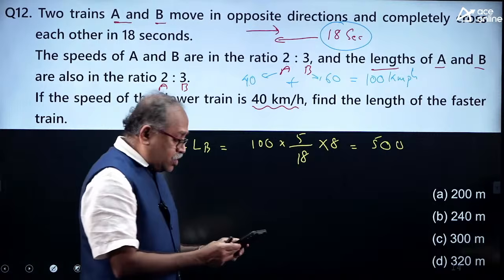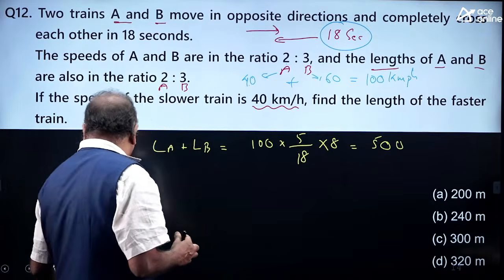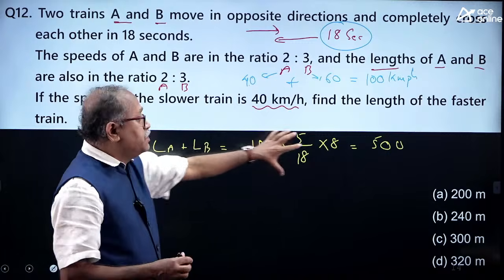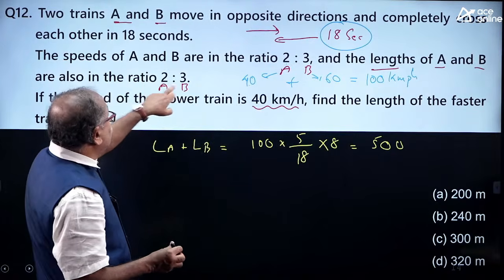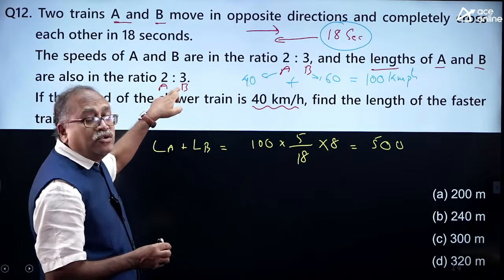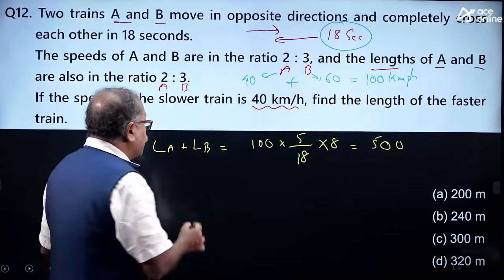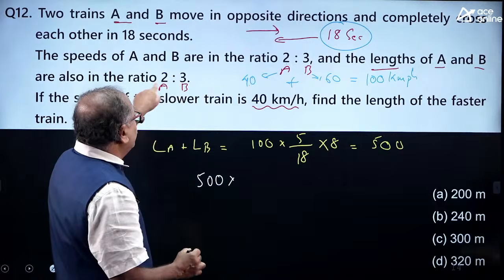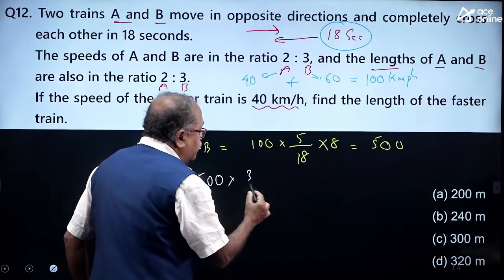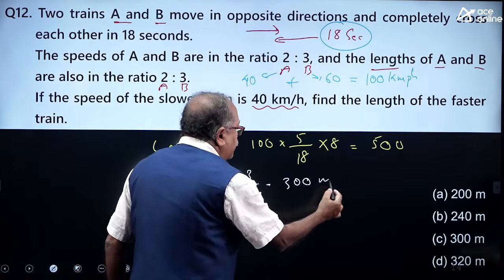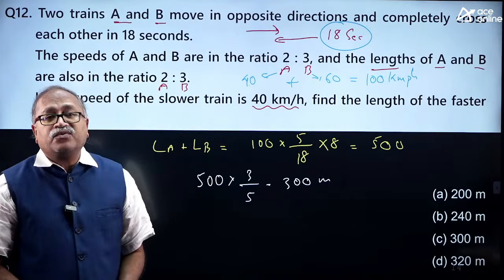Okay, so now I am moving forward. I know that the total length of A plus B is 500, and the length ratio is 2:3. I need to find out the length of B. So that is 500 into, I need 3 parts out of 5 parts. So 3 by 5, which is nothing but 300 meters, is the length of B.